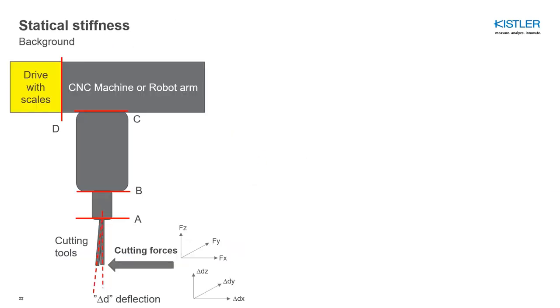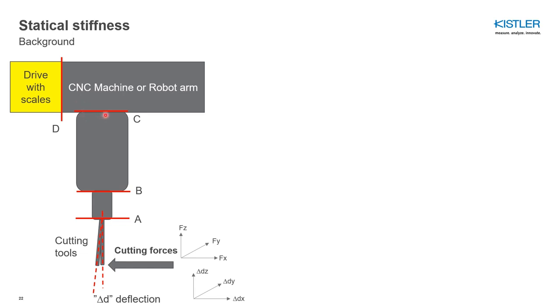Then let's talk a little bit about stiffness and deflection, and I will give an example of how to correlate force measurement to actual deflection, both dynamic and static deflection. Let's start with this example. You have a CNC machine or robot. As you can see, you have a drive with scales that run according to your coordinates and feeds, that you have in a program.